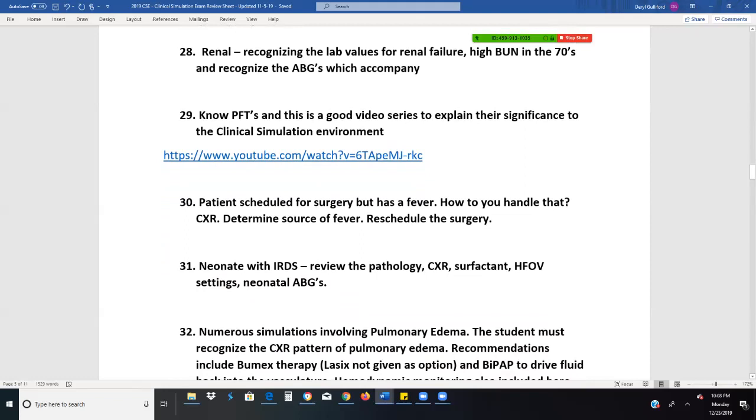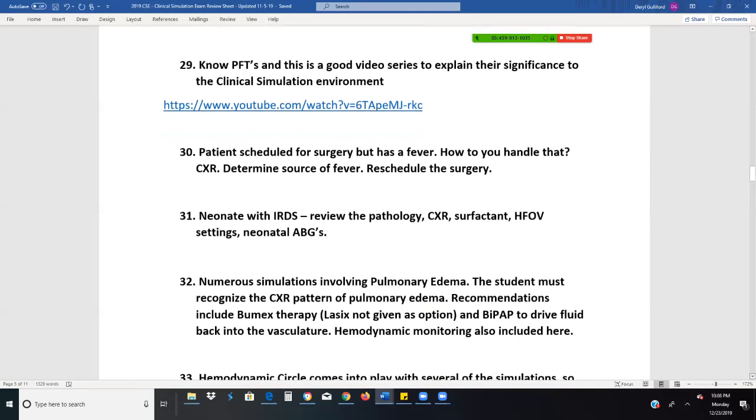Here's an interesting case. Patient scheduled for surgery but has a fever. How do you handle that? Well, of course, get a chest x-ray. We need to find out if they have pneumonia, determine source of the fever, and definitely reschedule the surgery. We shouldn't be taking people to surgery with a fever unless it's a true emergency surgery.